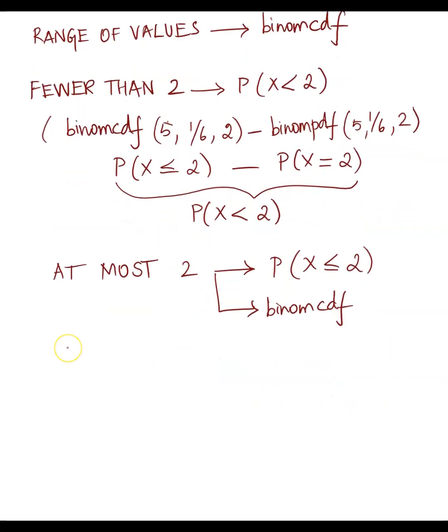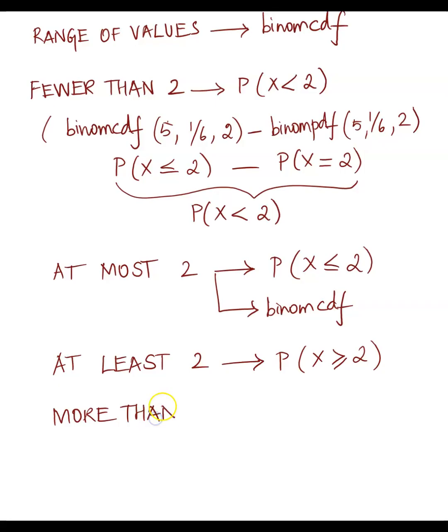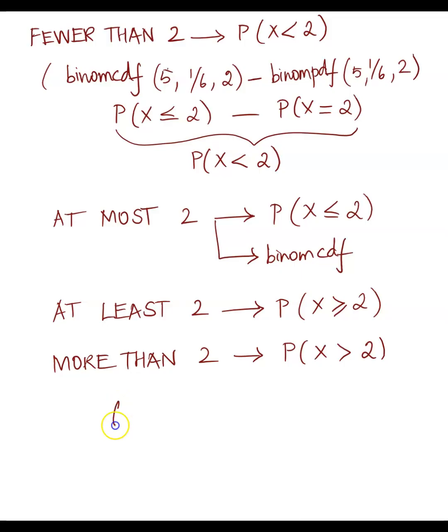Okay. So where we have at most, then we can go for at least. If you say at least 2, it means 2 or more. So that'll be X is greater than or equal to 2. And the other one would be more than 2, which is probability of X strictly greater than 2. For a greater than situation, you will want to use the complement rule.